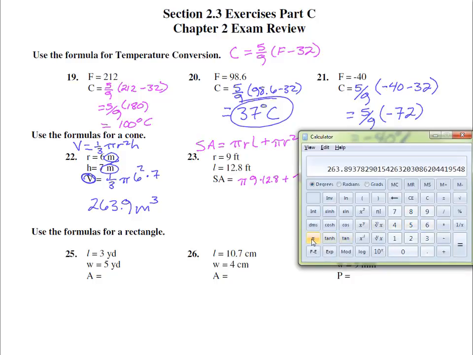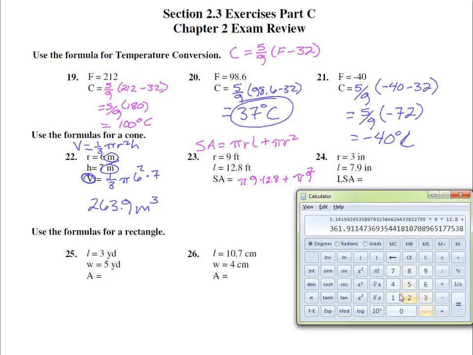So we're going to have pi times 9 times 12.8 plus, and notice it does that all together. It knows order of operation, so it adds those together, and plus pi times 9 squared. Now notice 9 squared is 81. We still have to hit equals to get it to compute the whole thing. So we get 616.38.